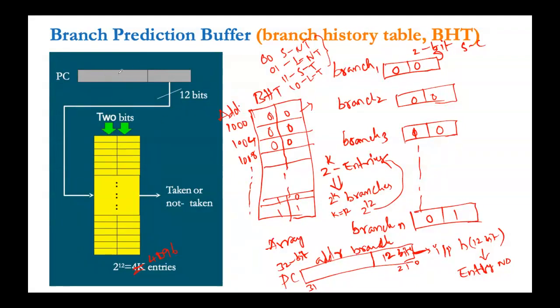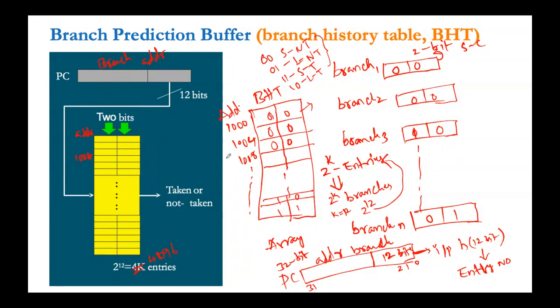From the program counter, it holds the branch address. In this branch address, the lower 12 bits will be taken, and that goes through your hash function and gives the value of your address in this buffer, to identify where the branch status is in the branch history table.